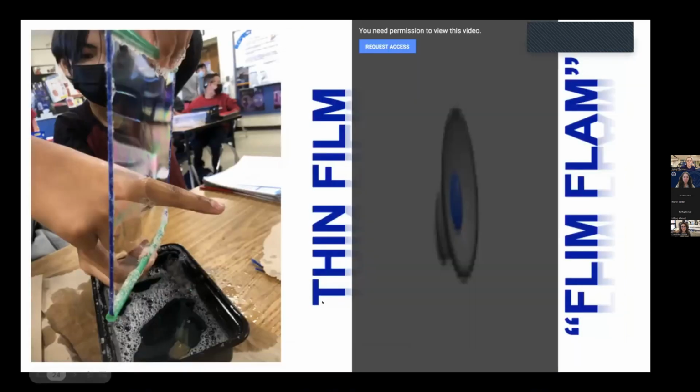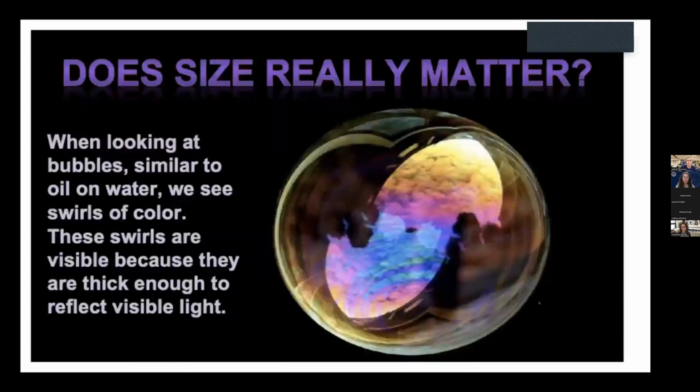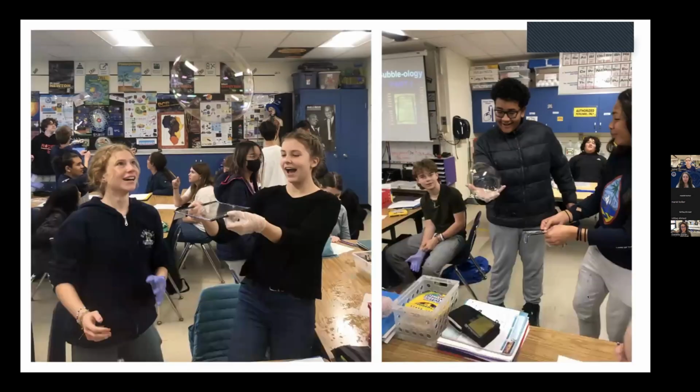Okay. Again, some of the thin films. So when looking at the bubbles, similar to oil on water, we see these swirling of colors. And these colors are visible because the film is thick enough to reflect the visible light. And again, like I say, it gets a little messy with the soap, but being able to look at the bubbles, see the colors in the bubbles, and then try to explain what's going on there.